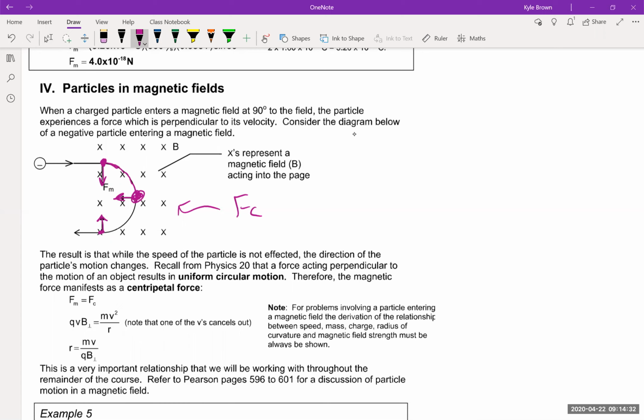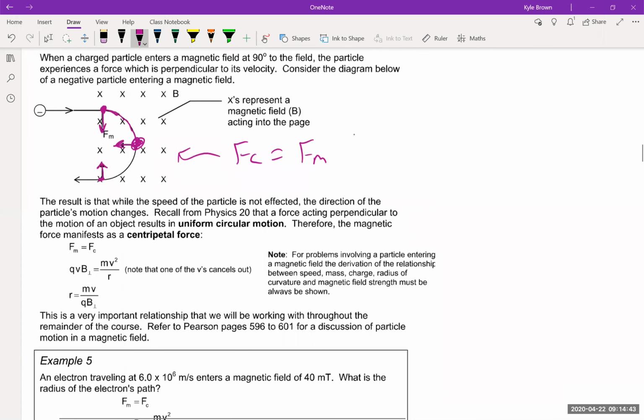And that Fc, I know what that Fc is. There's only one force going on there. Fc is equal to Fm. Our Fc is equal to our magnetic force. That's going to be useful. We can do things with that, because if we know that Fm is equal to Fc, then with our new formula, qvB is equal to mv squared over r. That's just what Fc is equal to.